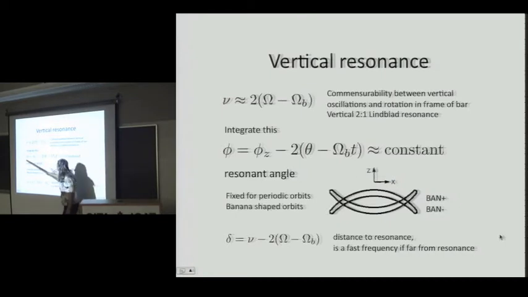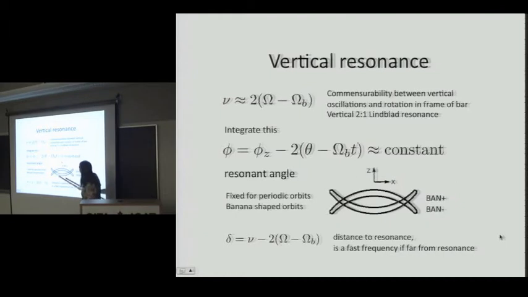So this is the integral of the vertical oscillation frequency. It's an angle that depends on where you are in the oscillation. This is the azimuthal angle on the sky, and this is the bar angle. As the bar moves, if this is true, then this angle is approximately constant. So we can call that angle a resonant angle, and when I make a Hamiltonian model, it will depend on that angle.